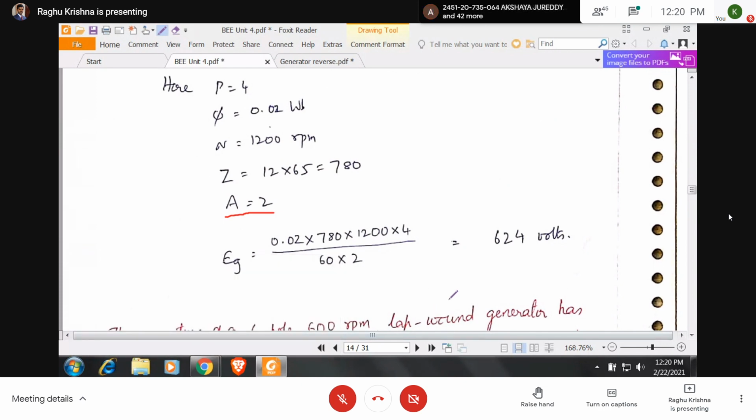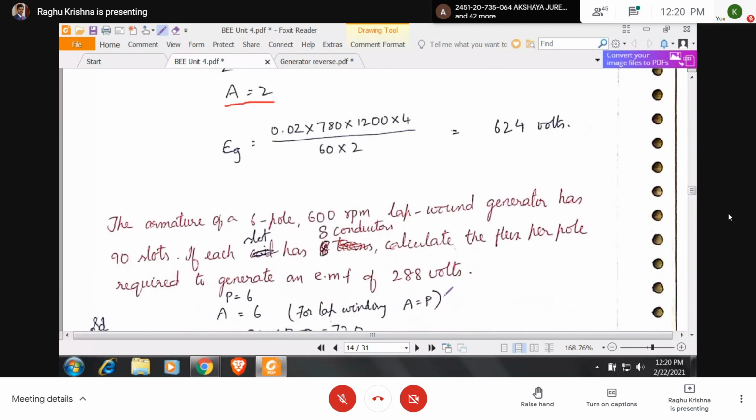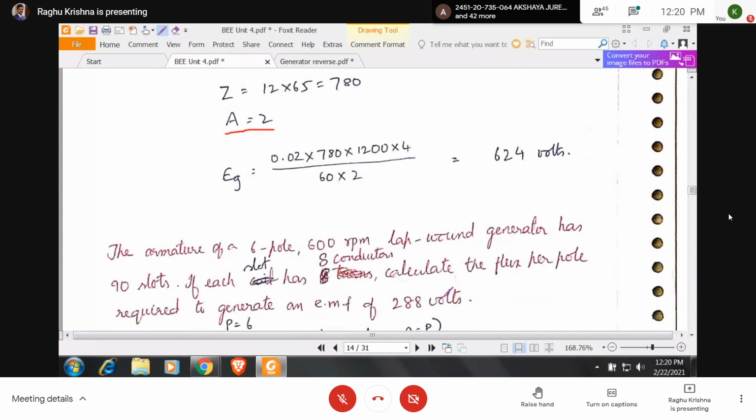Okay, next let us do a problem on this one. All of you try to do this problem. The armature of a 6-pole, 600 RPM, lap wound generator has 90 slots. If each slot has 8 conductors, calculate the flux per pole required to generate an EMF of 288 volts. These are important for your exam.